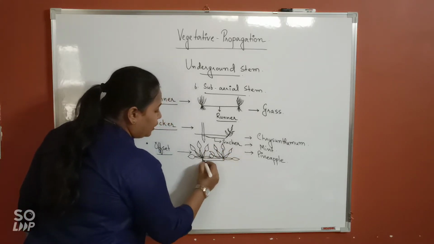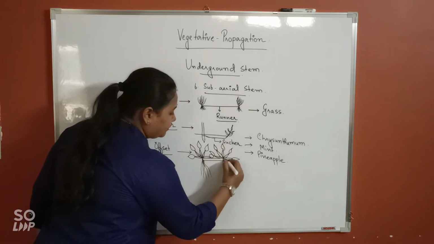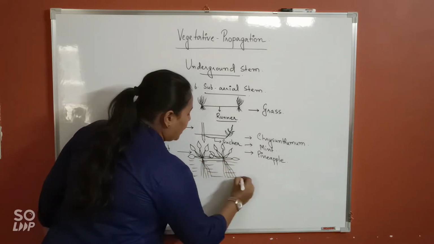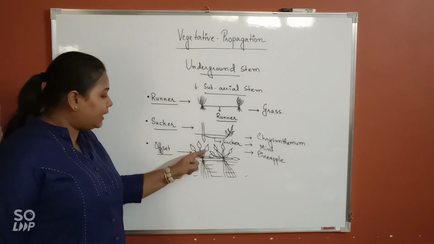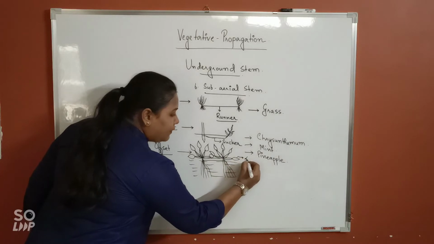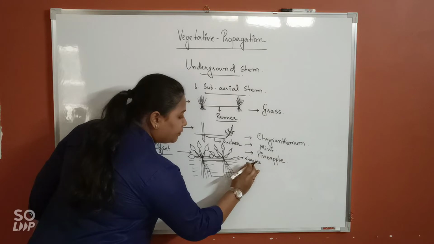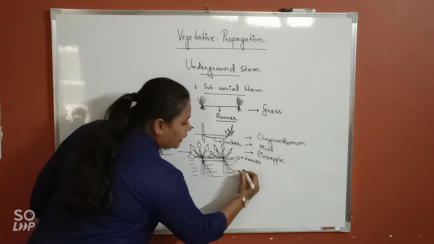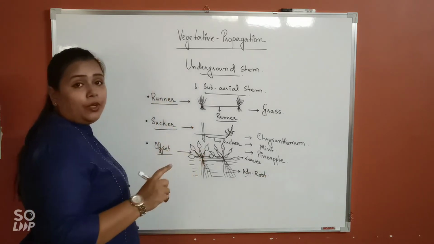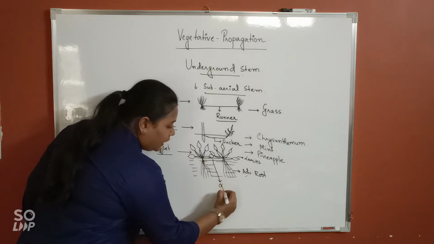And from below the node there will be a cluster of adventitious roots that will arise. The whole plant body will remain afloat in water. So these are the leaves, these are adventitious roots, these are the leaves, these are the adventitious roots. So what we are left out with is stem, and this being your stem, that's called the offset.